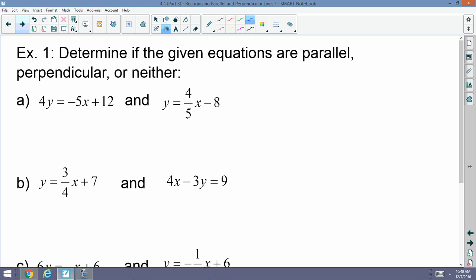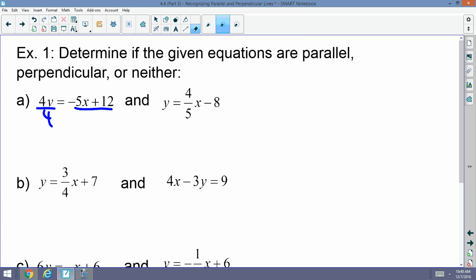Okay, so example 1, determine if the given equations are parallel, perpendicular, or neither. Guys, please don't try to be a hero here. Please solve both of them for y. It's that simple, and then compare the slopes, my brothers. So in this particular case, how do I solve for y? Yeah, great job, guys. You divide by 4.